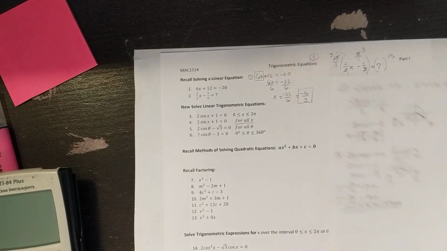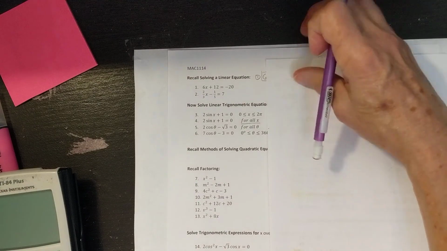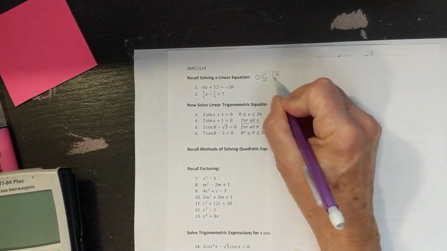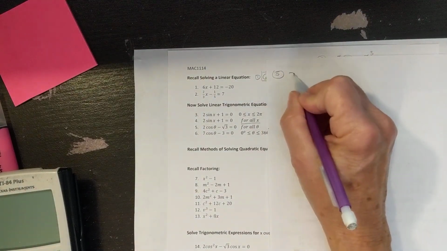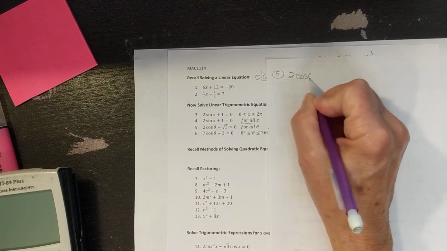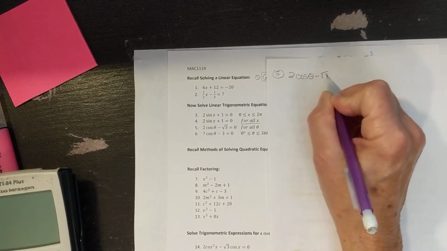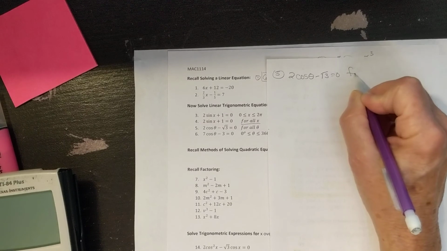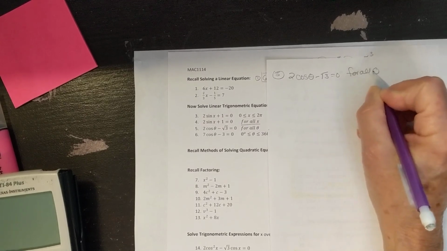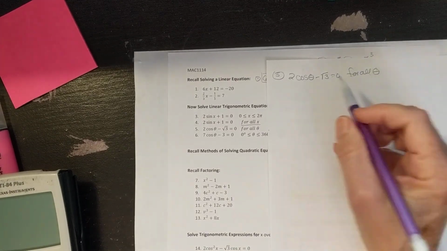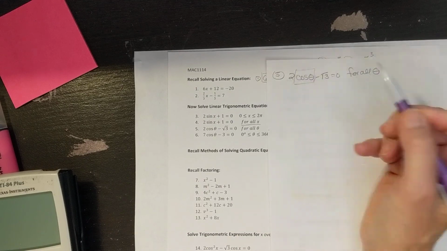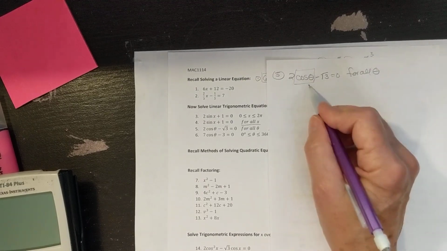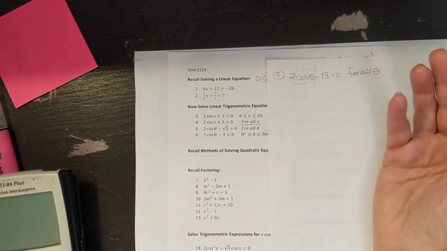All right, let's do number 5. Let me make some more space. 5 goes like this: 2 times the cosine of theta minus the square root of 3 is 0. And they want for all theta. How will we answer that? Well, first we will solve for the cosine of theta. So isolate it, just like you were isolating x.